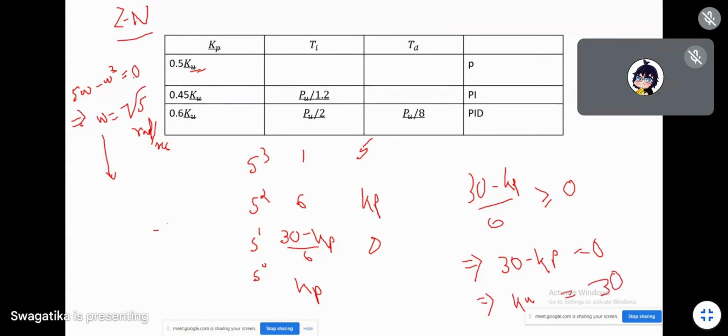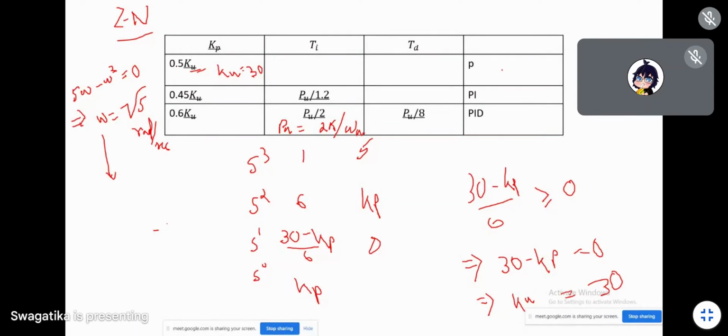So you get your ultimate gain value 30. Now how will you find out this Tu value? Tu is equal to 2 pi divided by omega u. Okay. So by using these parameters, directly you can find out Kp, Ti and Td value.